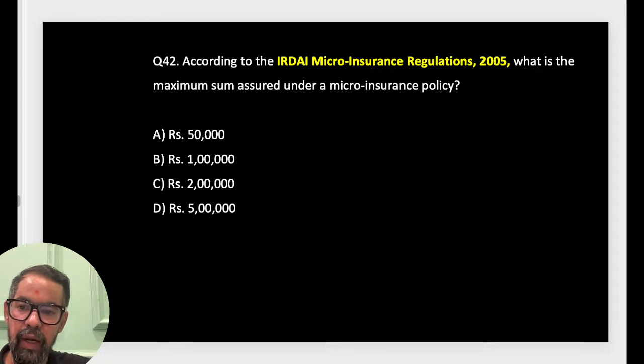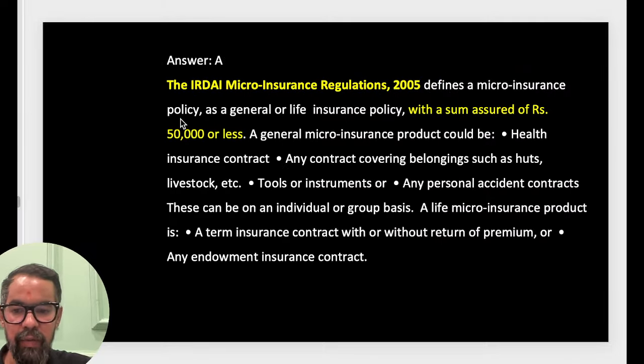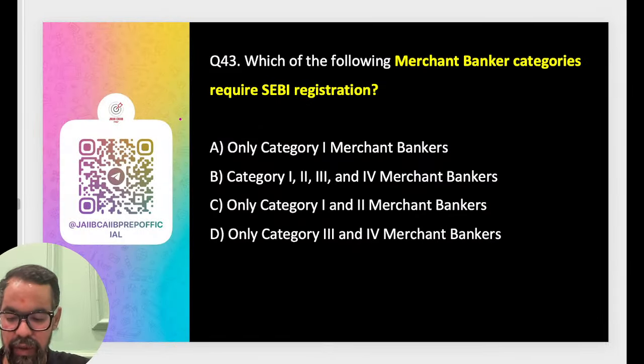Okay, so IRDA micro insurance is how much? 50,000 will be the right answer for this one. Next one, guys.